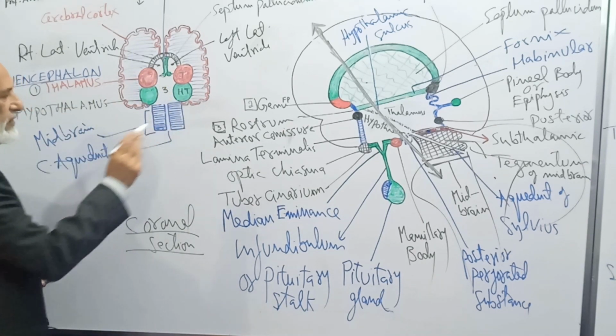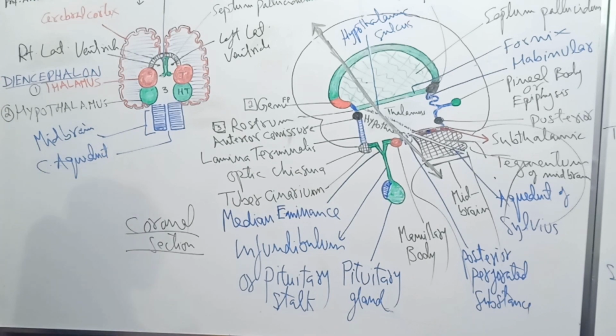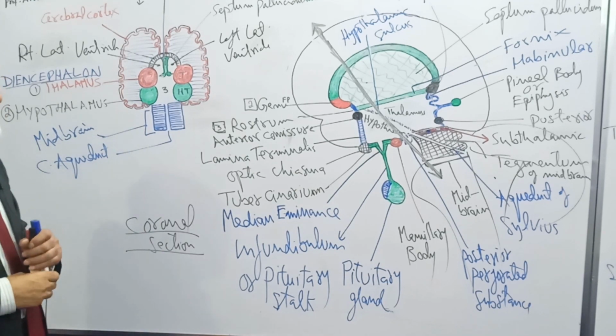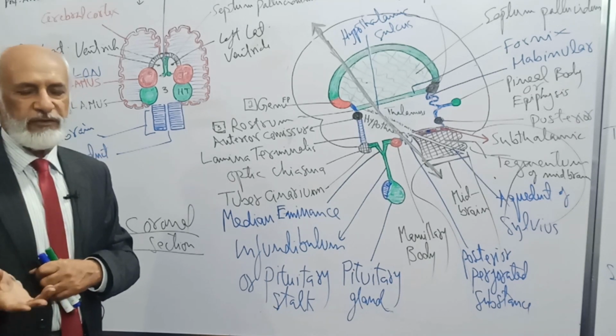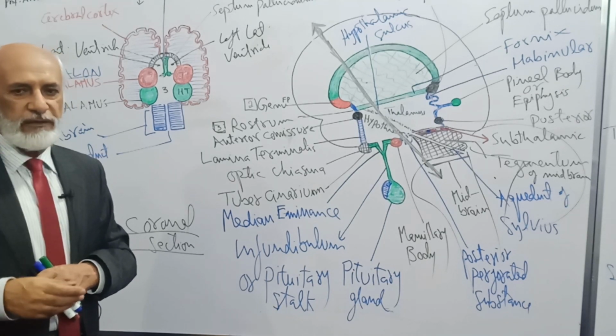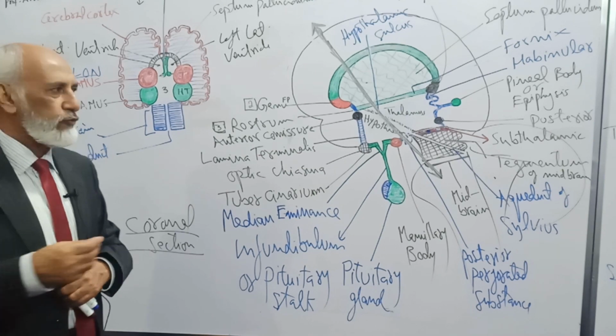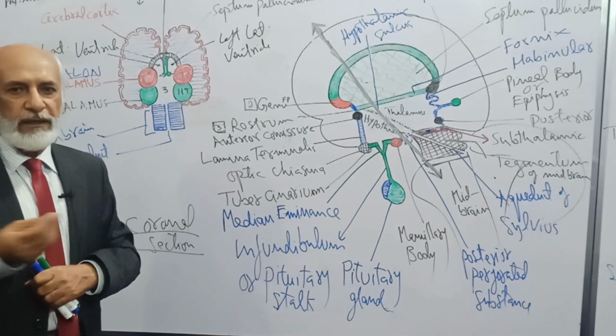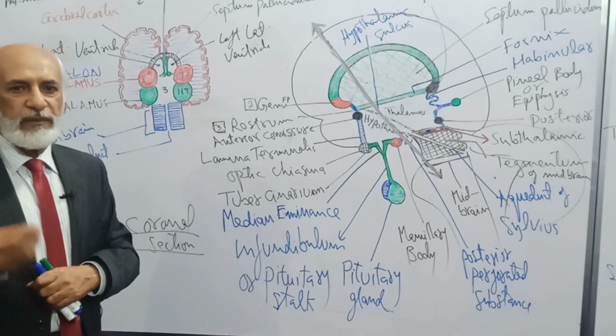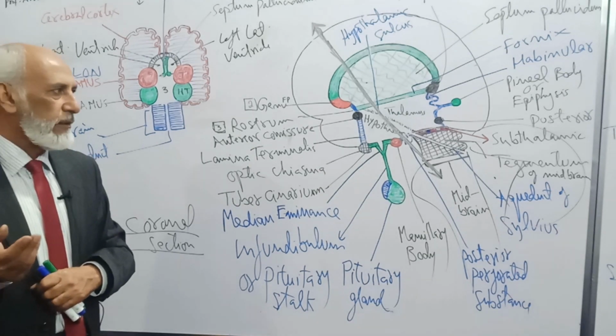So these two diagrams are very important because they will help you to describe different structures, the ventricles, and you should draw these diagrams again and again and label them so that all these structures are on the tips of your fingers.